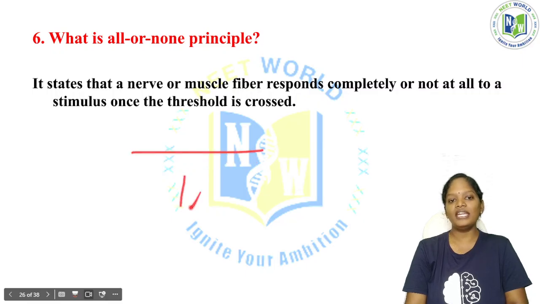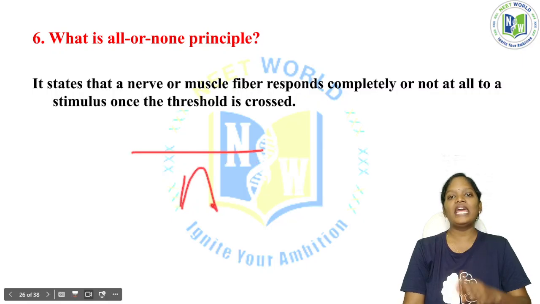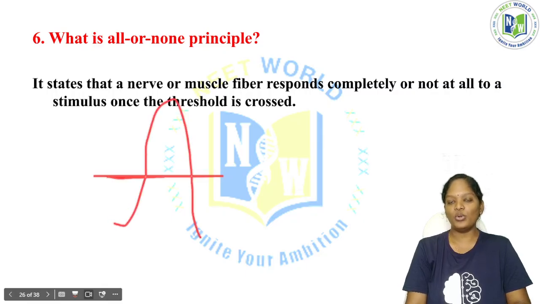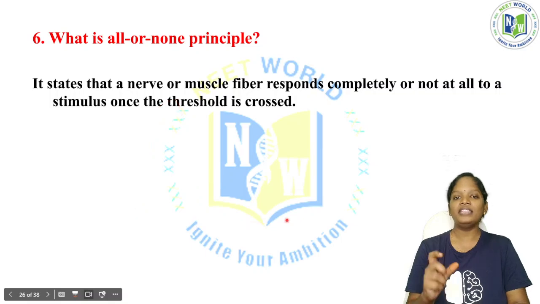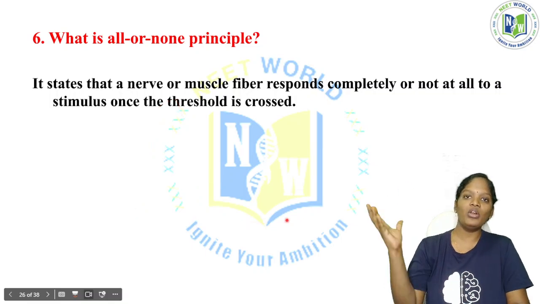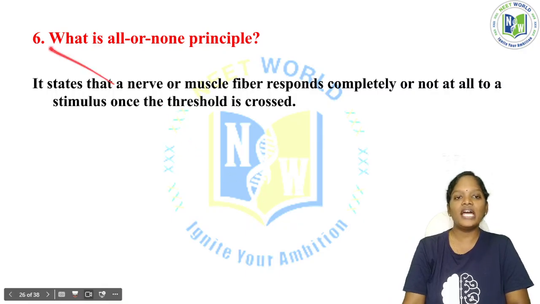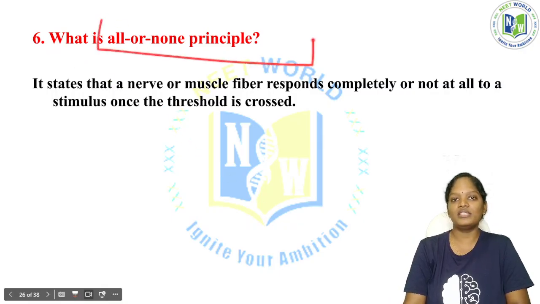If the stimulus is not reaching the threshold level, there will be no response. Okay, there is a threshold level. If the stimulus is beyond the threshold level, then the response will be very high. Either the response will be very strong, or there will be no response at all. So that is the all or none principle.